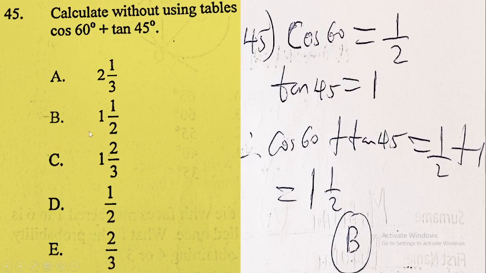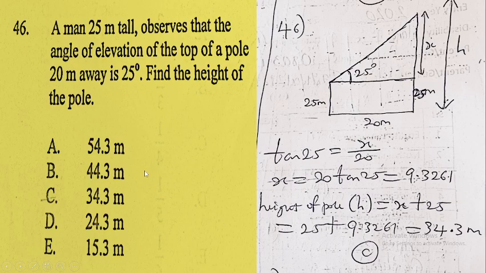So option B is the correct option there, and that is very simple. A man 24 meters tall observed that the angle of elevation of the top of a pole 20 meters away is 25 degrees. Find the height of the pole. A man 25 meters tall observed the top of the pole.